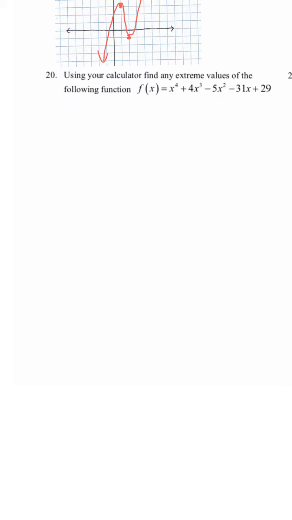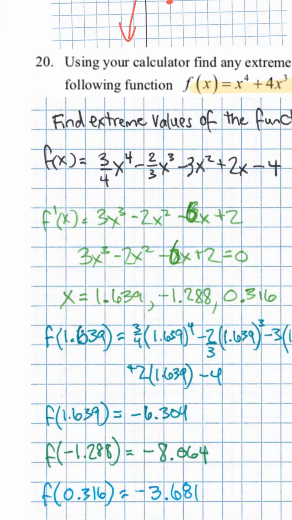Problem number 20 asks us to use a calculator to find any extreme values for a polynomial function. So I created my own polynomial function, 3/4 x^4 - 2/3 x^3 - 3x^2 + 2x - 4. The next step to finding extreme values is to find the derivative.